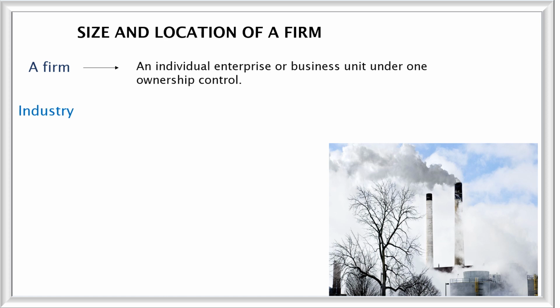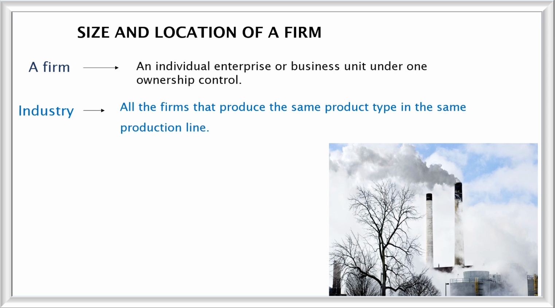Again, a firm is a single business unit or enterprise under one ownership, management, or control. What's the difference between a firm and an industry? An industry consists of all those firms producing the same type of product in the same line of production. It is therefore a group of companies that are related based on their primary business activities. Therefore, an industry refers to a group of firms producing the same product for a given market.